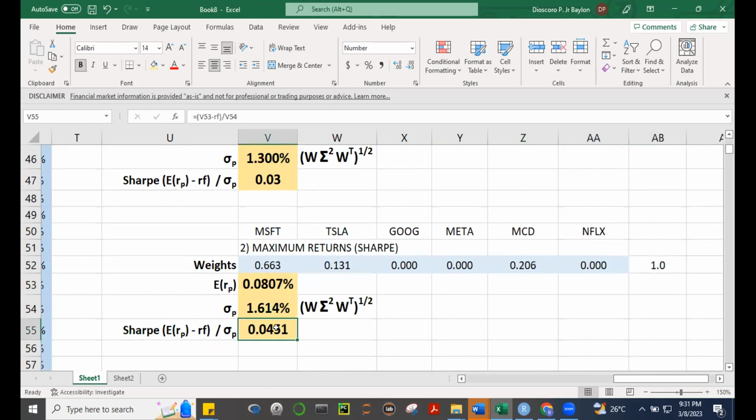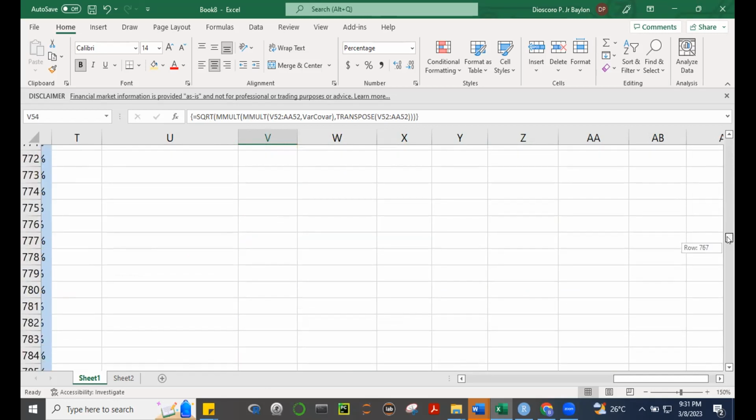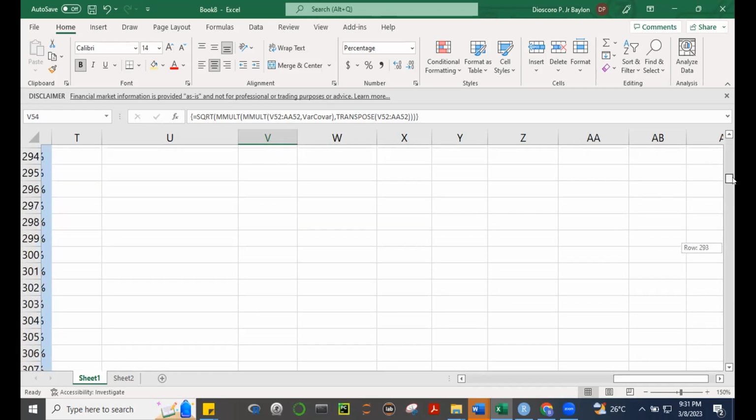Yes, we got the highest Sharpe ratio, but our risk is higher than that of Microsoft and McDonald's. So maybe let's make our risk not exceed McDonald's. Let's say 1.368. So let's let the risk be less than 1.368. We'll put that in the constraint here.